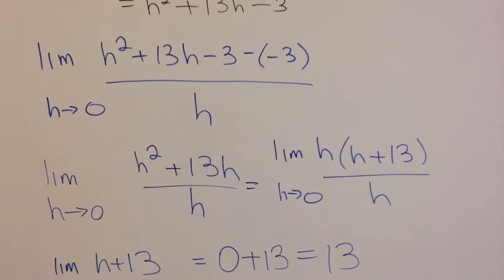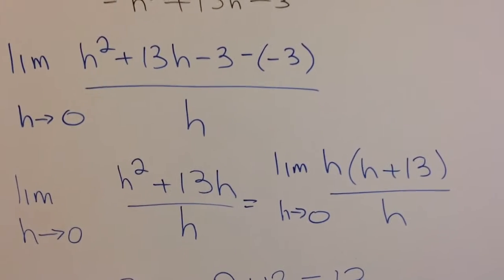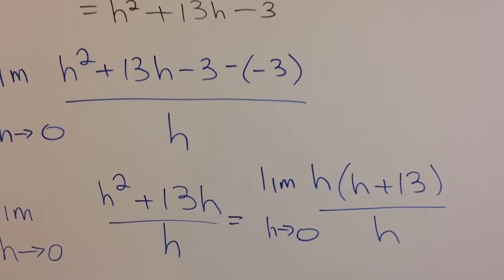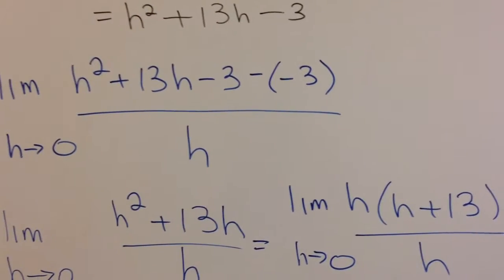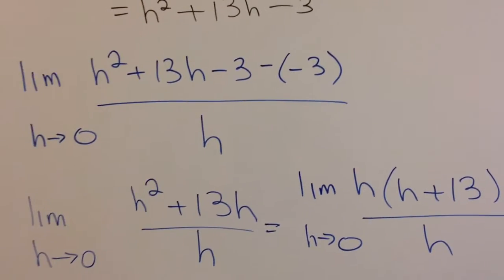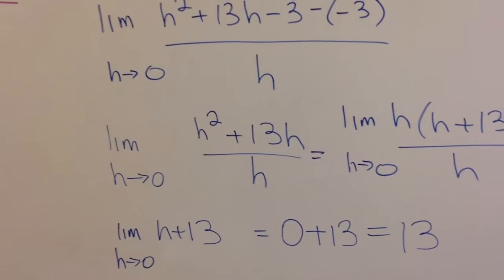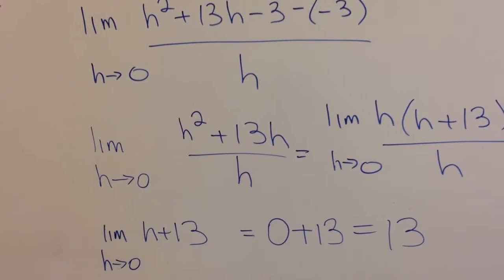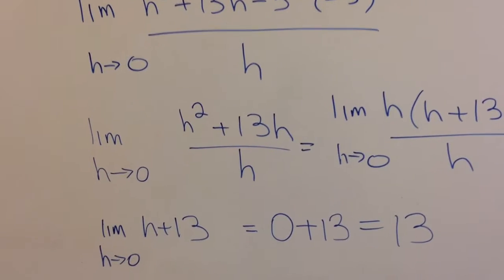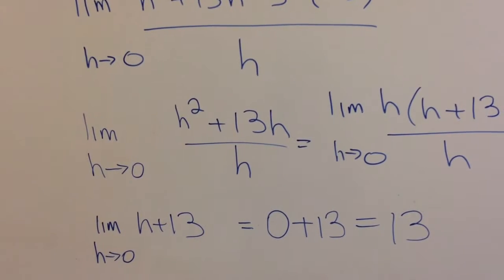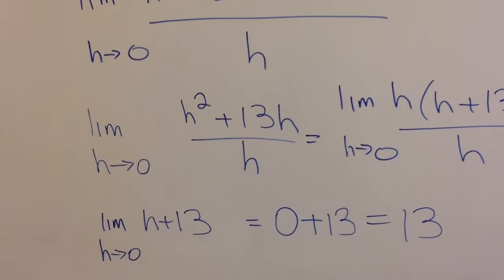And we know that we can cancel out our negative 3, and then the second negative 3 turns into positive 3 because a negative times a negative is positive. So we cancel that out and we end up with the limit of h squared plus 13h over h as h approaches 0. Next, we can take out h in the numerator and cancel it out with the denominator.